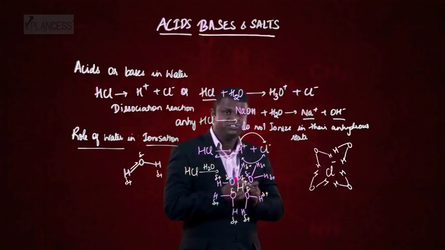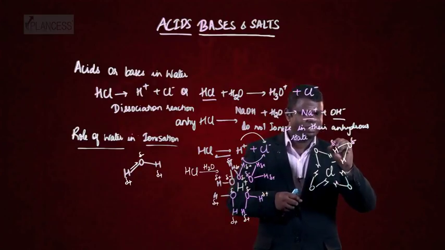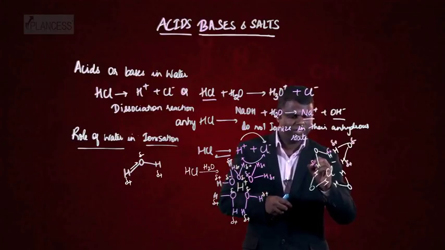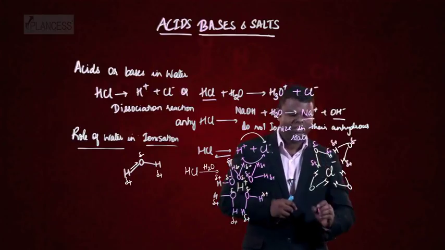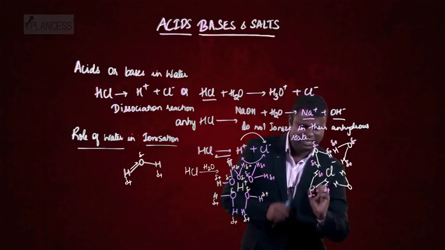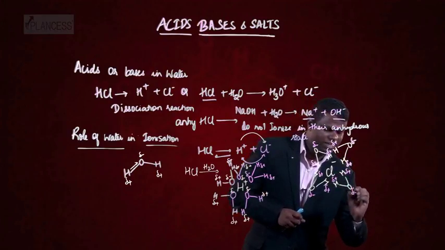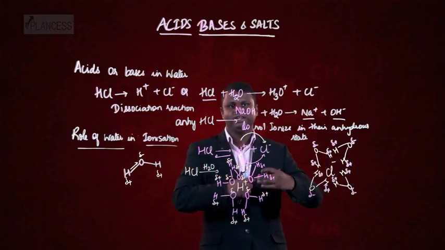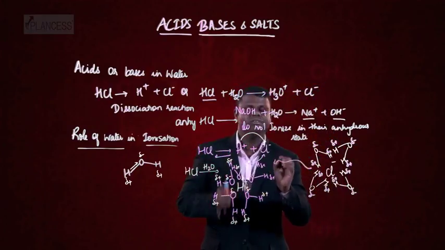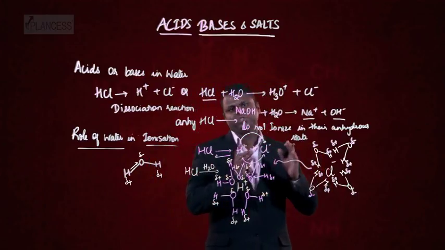Now let's put in the polarities. This is partially negative, this is partially positive, this is partially positive. Again this is partially positive, this is partially negative. This is partially positive, and again partially negative. So now this Cl- is again enveloped, as a result of which it is not allowed to combine with H+. This is the reason HCl conducts only when it is dissolved in water.